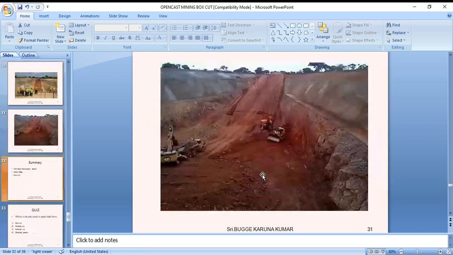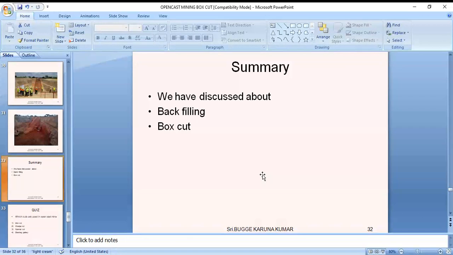Now, as a summary, we have to define this in slides. We have only two new terms, that is backfill and box cut. I hope you can be able to explain backfilling and box cut.